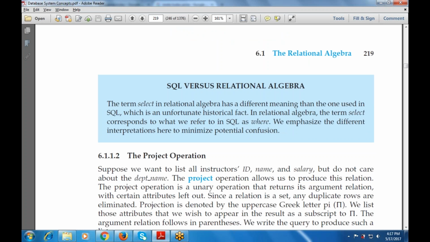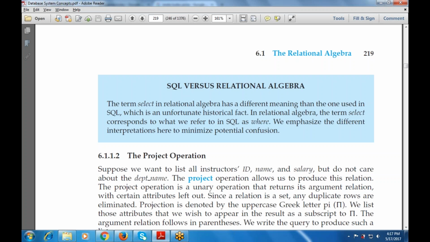So, SQL versus relational algebra. The term select in relational algebra has a different meaning than the one used in SQL, which is an unfortunate historical fact. In relational algebra, the term select corresponds to what we refer to in SQL as where. So we emphasize the different interpretations to minimize the potential confusion.